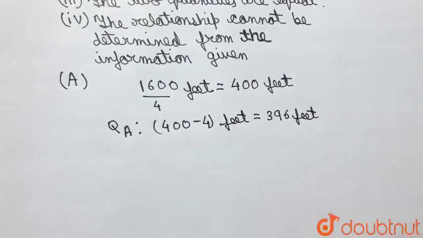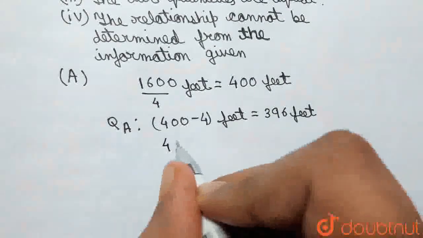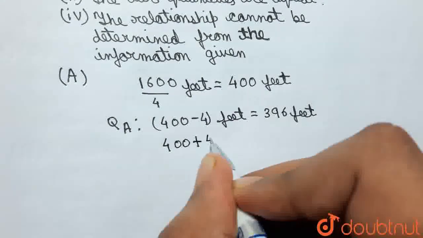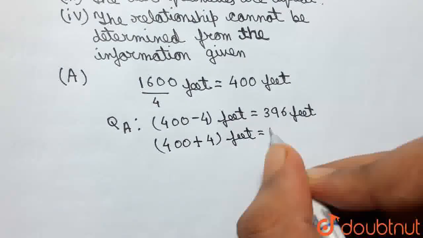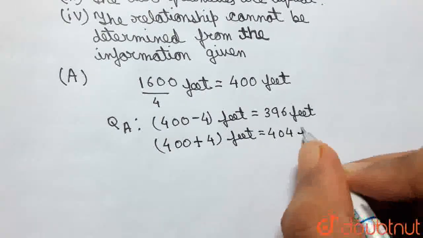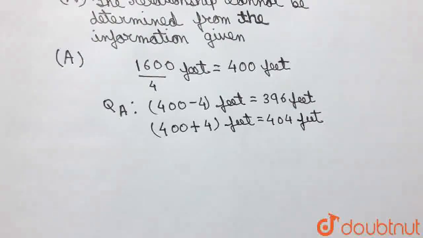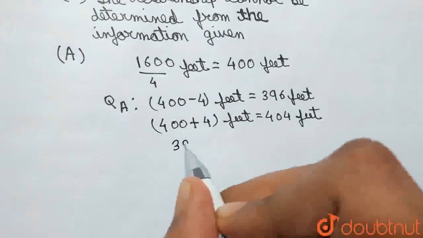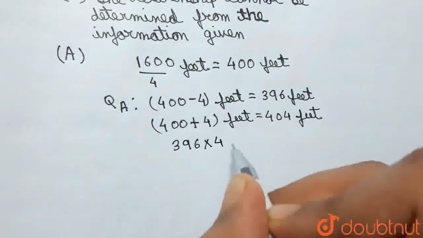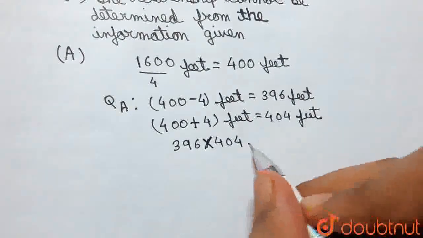And the width has to be increased by 4 feet. That is, it has to be increased over 400 feet by 4. So the width now is going to be 400 plus 4 feet, which is simply 404 feet. Now the area in this case will be given as the product of the length and the width, that is 396 into 404, and the unit is going to be square feet.